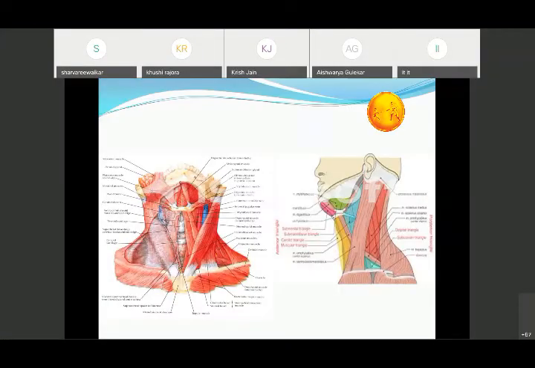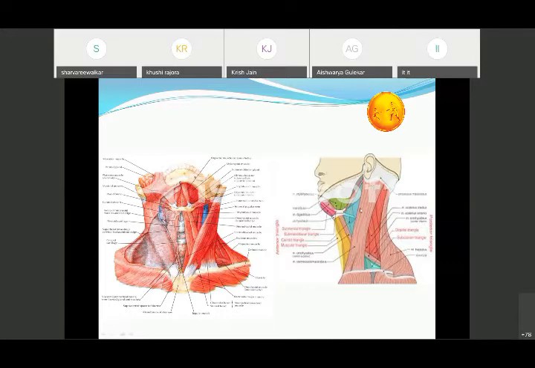Okay, if you see the neck region in this slide, the first figure shows the anterior portion of the neck. From the anterior view, you can see the neck. The most important muscle is the sternocleidomastoid muscle. In the second picture, you can see the sternocleidomastoid muscle in lateral view of the neck, and posteriorly you will see the trapezius, which you have studied long back.